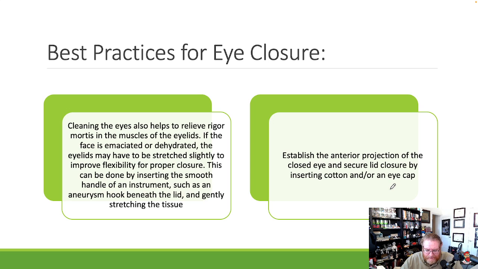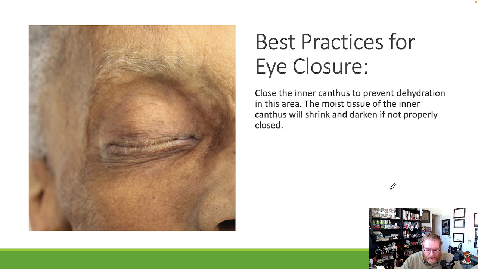Establish the anterior projection of the closed eye and secure a lid closure by inserting cotton and/or an eye cap. Preferably eye caps. I'm not saying you can't use cotton for it. People have done it for years. I just like using eye caps. So here you can see a properly closed eye. You can see that the inner canthus is there. Here's your outer canthus. This looks pretty good, right? Here's your 2/3 of the eye. Here's your 1/3 on the bottom. This eye looks pretty good.